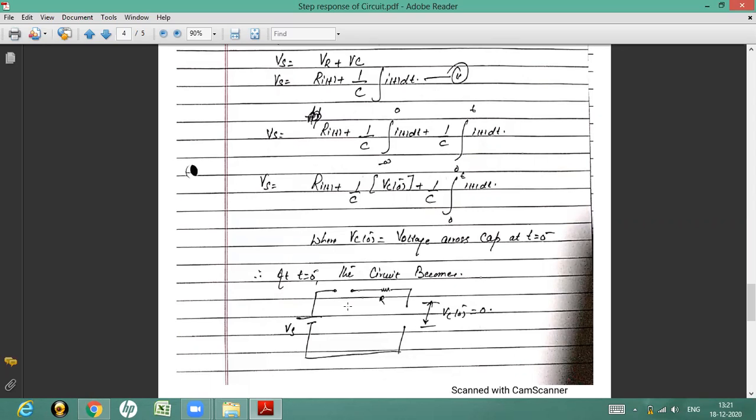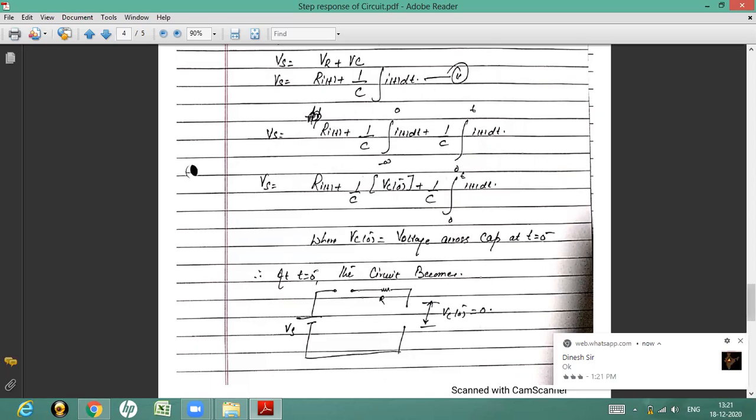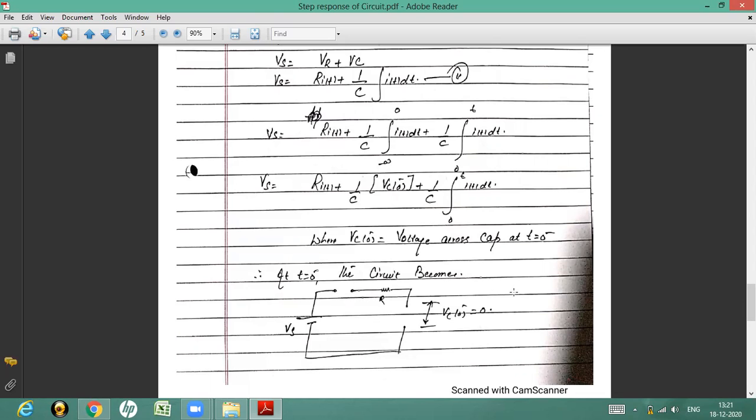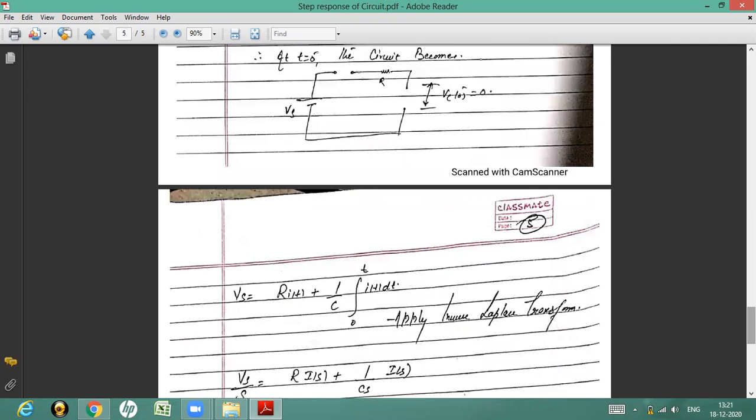So you can see here the voltage across the capacitor is equal to 0. The reason being this switch will be open, and when the switch is open there is no current flow in the circuit, and when there is no current, there is no voltage. That means your initial voltage across the capacitor is equal to 0. So when this voltage is 0, we can substitute this initial voltage in this equation. So finally Vs is equal to R i(t) plus 1 upon C integral i dt.